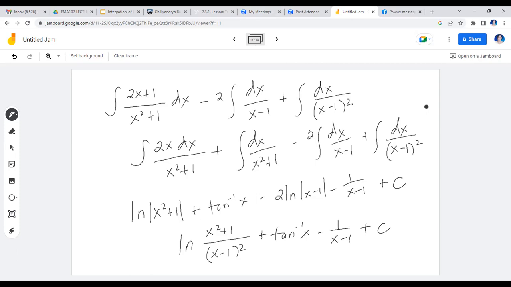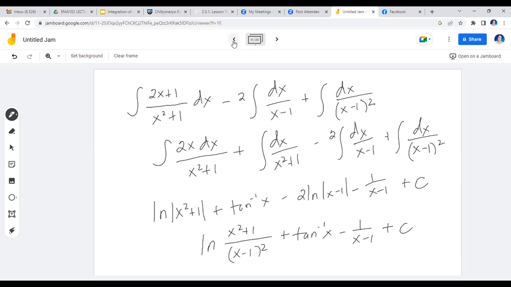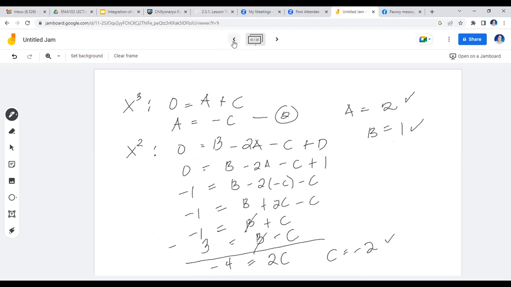process of method of partial fractions consisting of a combination of factors. Any questions? So we have the linear factors, we have the repeated linear factors, and we have the quadratic factors. So any questions so far, class? Or any part here in the slide which you wish us to redo?